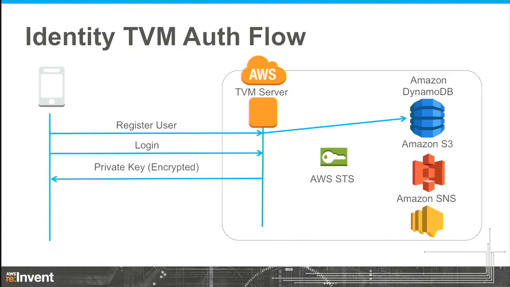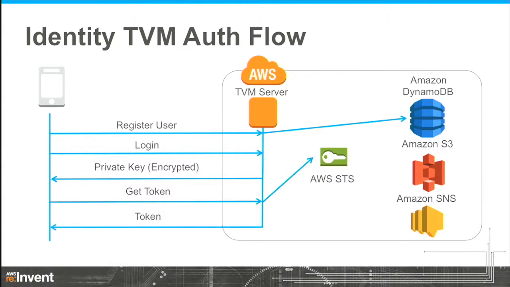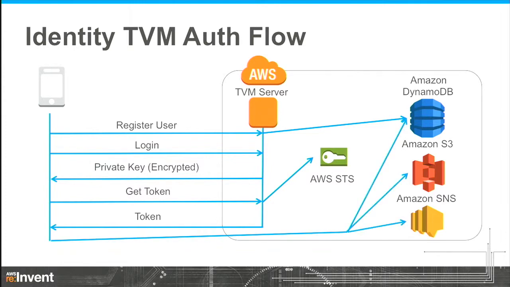That will return an encrypted private key that will then be used to sign the request to get a token. On the back end, the TVM calls AWS STS to generate a time-locked and restricted token. Once it gets that token back from the service, it returns it to the mobile device. And at that point, we can then access any services that are defined in our policy inside of the TVM.